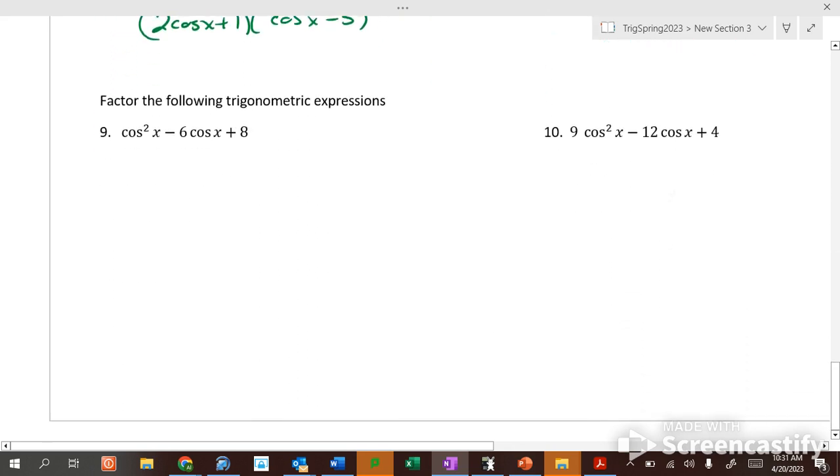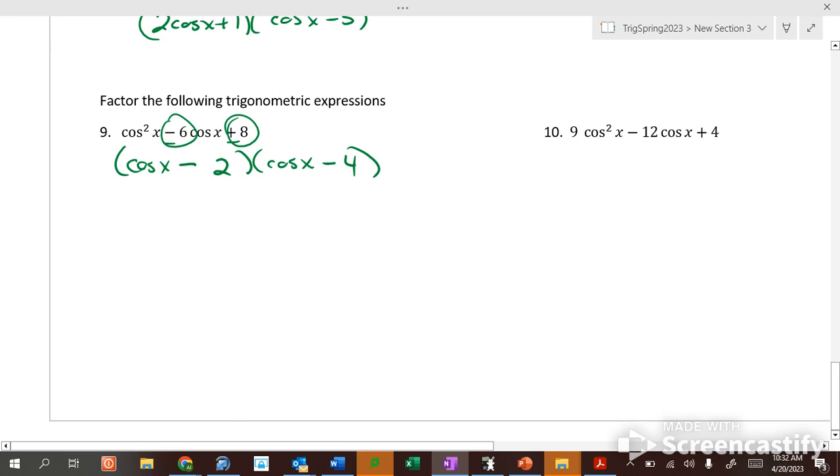Number 9 is just normal factoring. When there's no first term coefficient, you put down 2 sets of parentheses. How do we split up cosine squared? Cosine x, cosine of x. Signs are the same. They are both negative. So it's a negative and a negative. Multiply to be a positive 8, add up to be a negative 6. What two numbers multiply to be a positive 8, add up to be a negative 6?